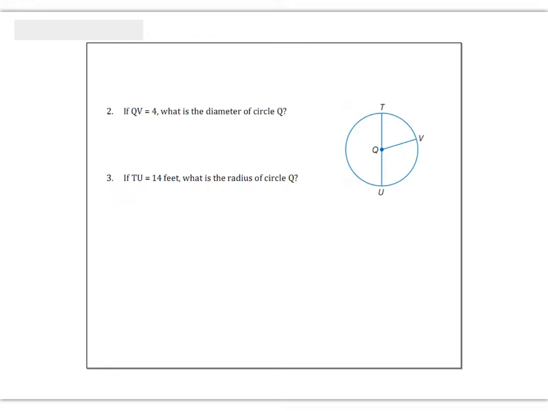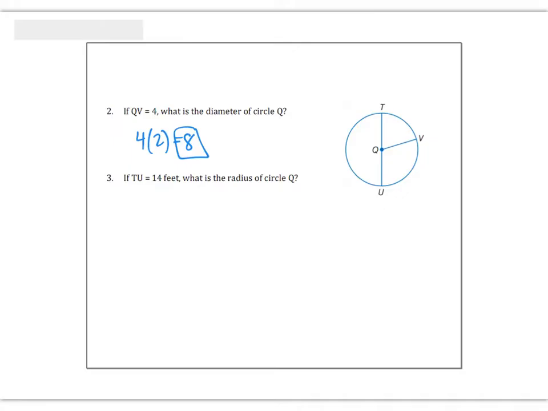As I mentioned, a radius is half as long as a diameter. A diameter goes all the way across a circle through the center, and a radius will go halfway across the circle. And so if QV is 4, the distance from Q to V is 4, what would the diameter of this circle be? Well, it would just be double, so it would be 8.